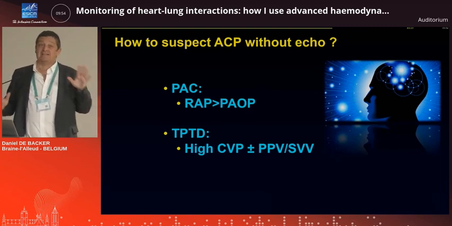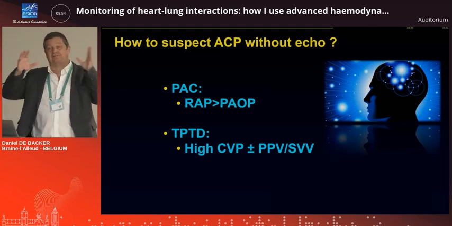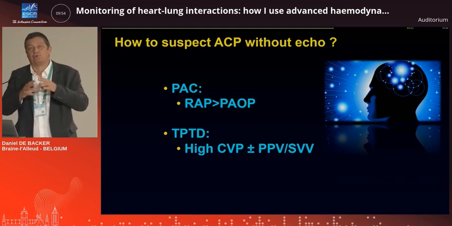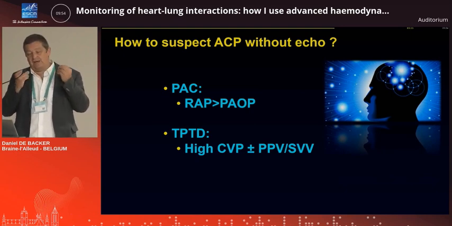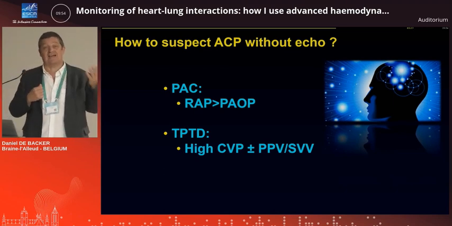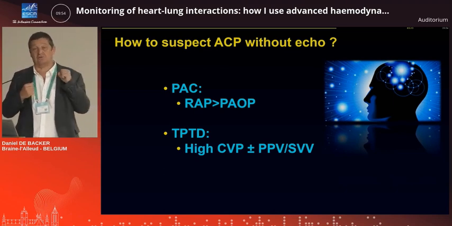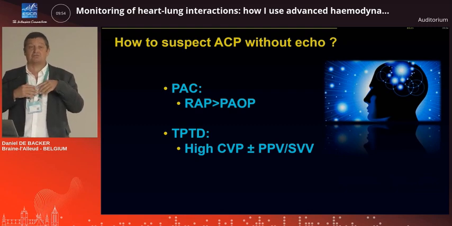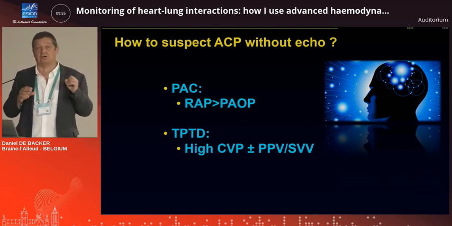So it's, of course, relatively not very fine, but with the PA catheter, we have the ultimate aspect, which is the right atrial pressure higher than the pulmonary arterial occluded pressure. With transpulmonary thermodilution, it's a little bit more complex.